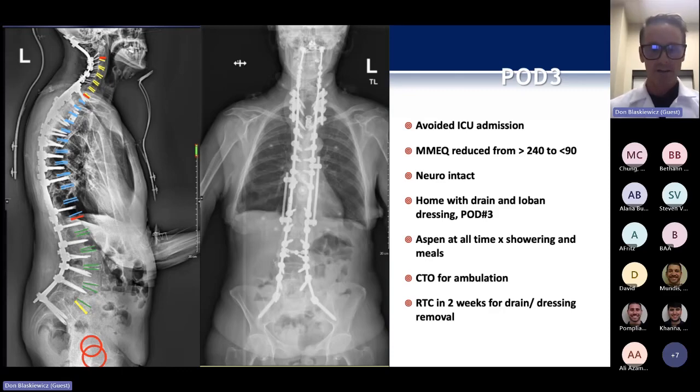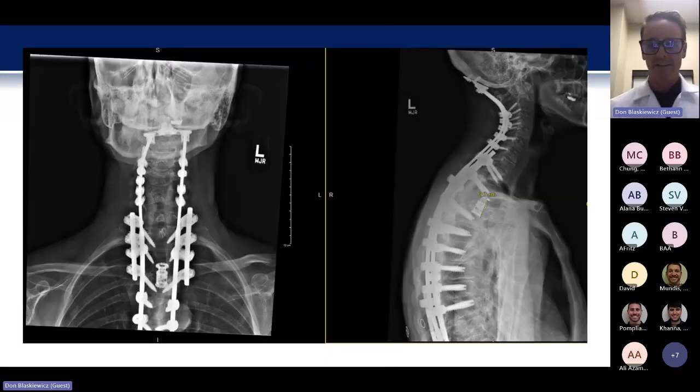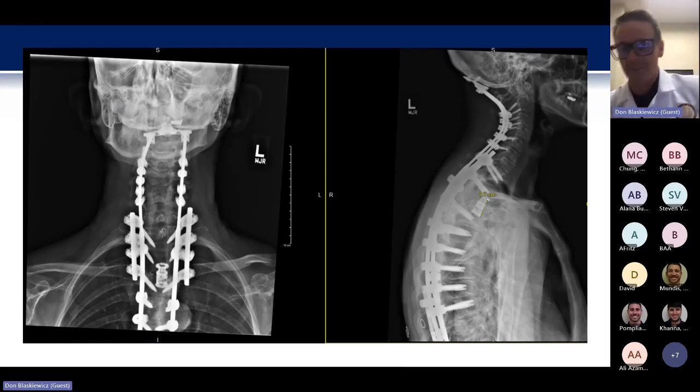She's done quite well, and I've seen her back now for her 1 year post-op, and she's doing really well. My post-operative reconciliation was at the anterior height and those angles across the VCR site.